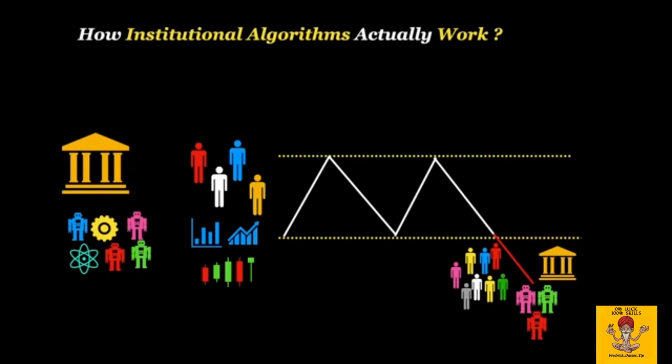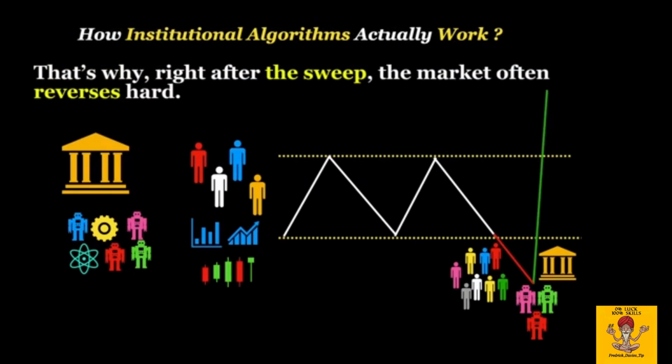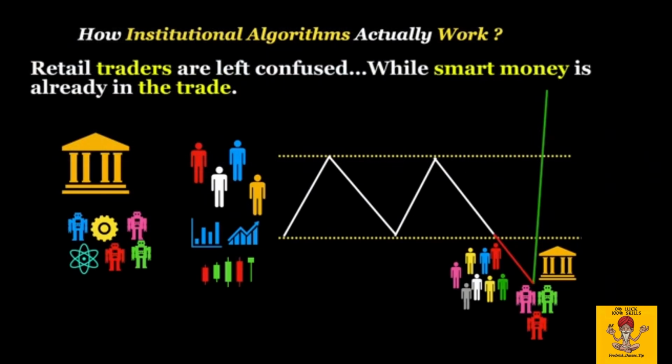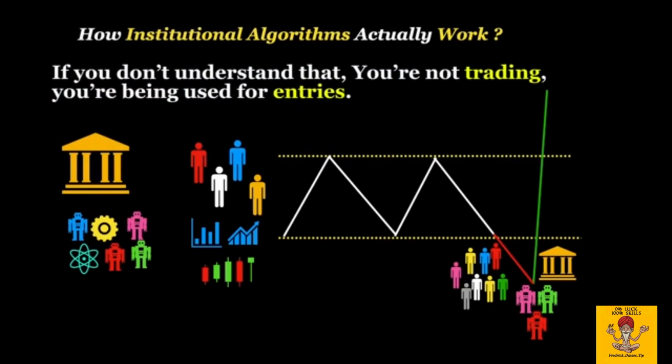But they're not selling the breakout. They're using that spike to enter in the opposite direction. That's why right after the sweep, the market often reverses hard. Retail traders are left confused while smart money is already in the trade. That's how the game works. The market moves to grab liquidity, not to follow your setup. If you don't understand that, you're not trading. You're being used for entries.